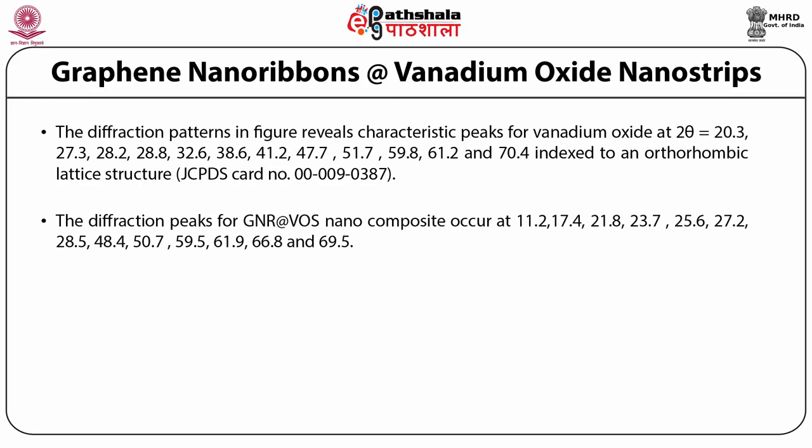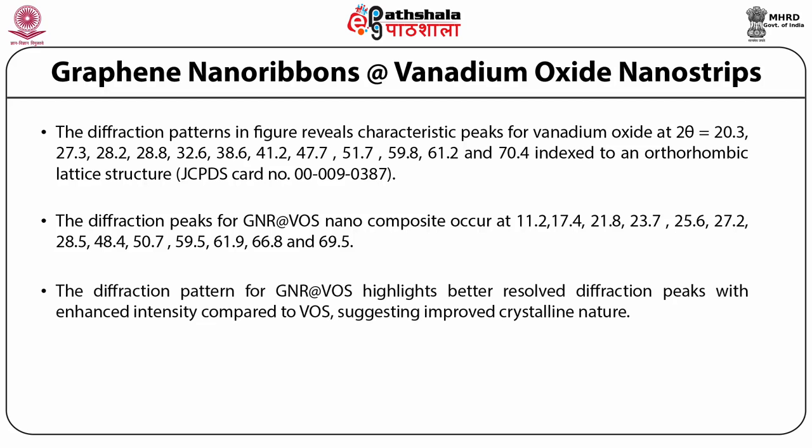The diffraction peaks of GNR at VOS, the vanadium oxide on graphene nanoribbon composite, occur at 11.2, 17.4, 21.8, 23.7, 25.6, 27.2, 28.5, 48.4, 50.7, 59.5, 61.9, 66.8, and 69.5. The diffraction pattern of GNR at VOS highlights better resolved diffraction peaks with enhanced intensity compared to vanadium oxide nanostrips, suggesting improved crystalline nature when deposited on the graphene nanoribbons, and shows the nanostructured morphology.